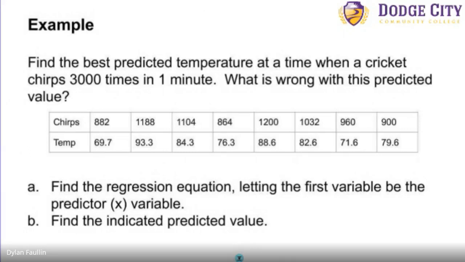But find the regression equation, letting the first variable be the predictor x variable. Let's make sure we're going to do this right. Find the best predicted temperature. So we're going to let x be the number of chirps, and then we want to determine the temperature when the chirps are equal to 3,000, right? So same thing we did before in 10.1. The x variable will be our chirps. The y variable will be the temperature. Do the LinRegTTest, right?